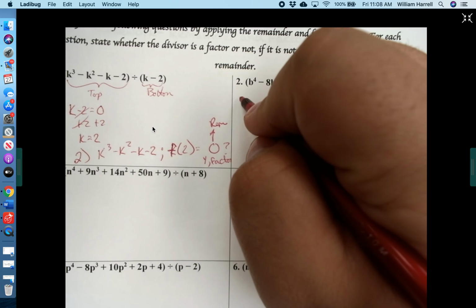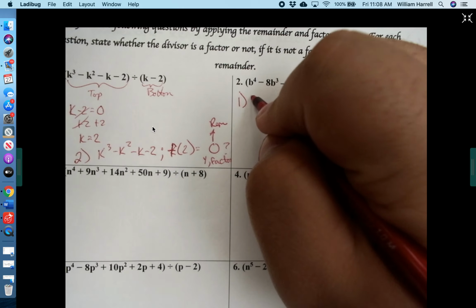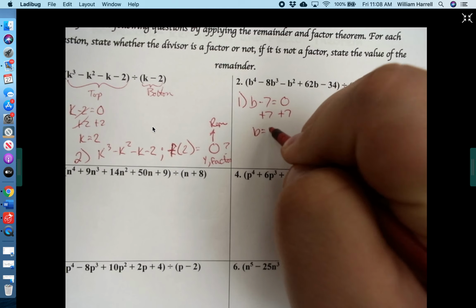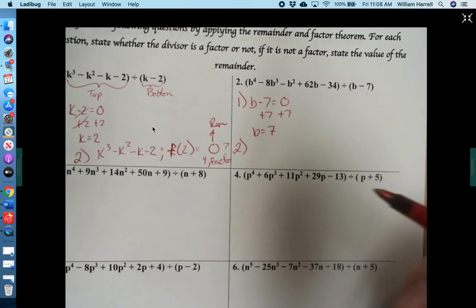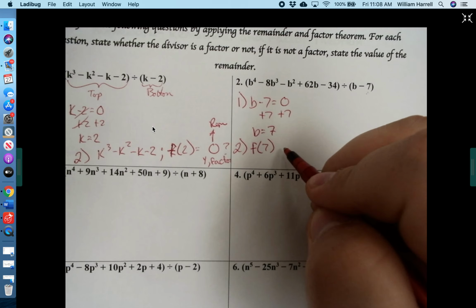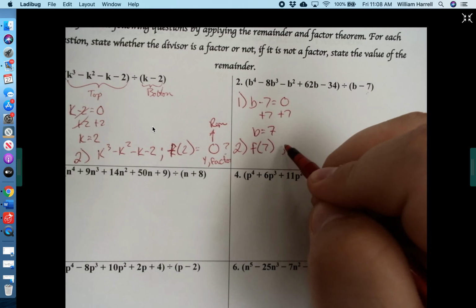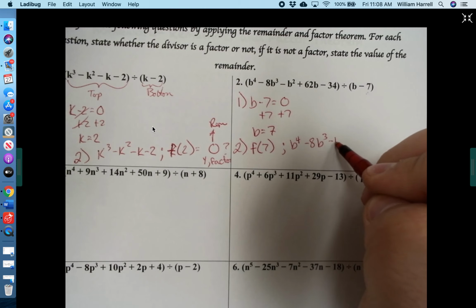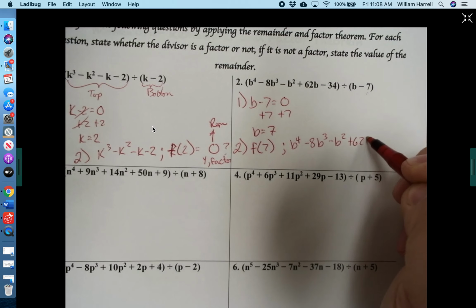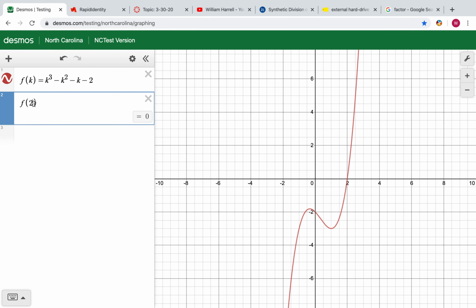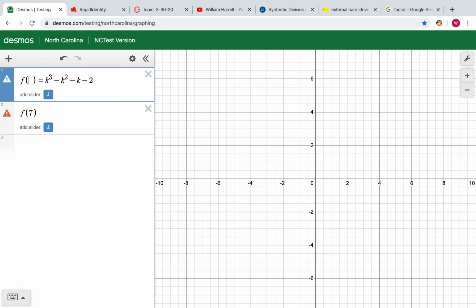First thing I do is b minus 7 equals 0. Add 7 to both sides. I get b equals 7. Second thing is do f of 7. Okay. So b to the fourth minus 8b cubed minus b squared plus 62b minus 34. f of 7. f of b is my variable.